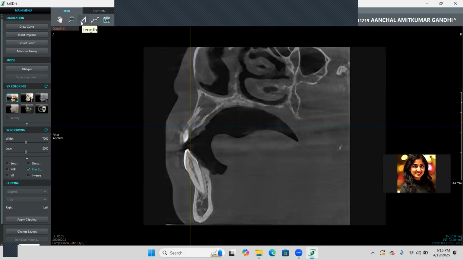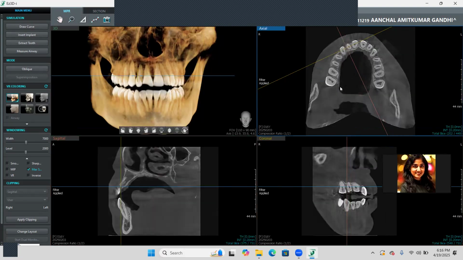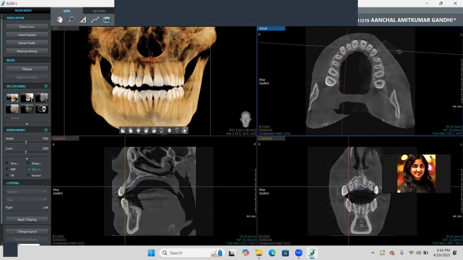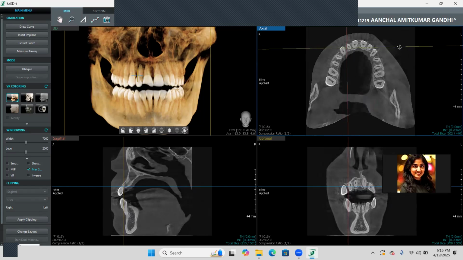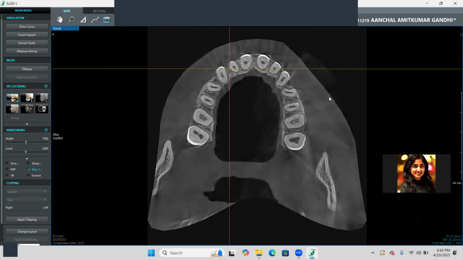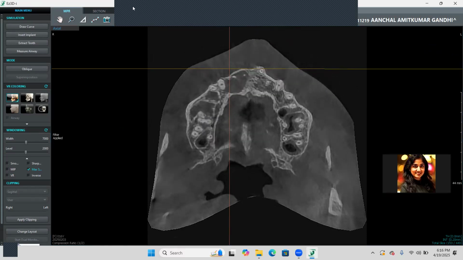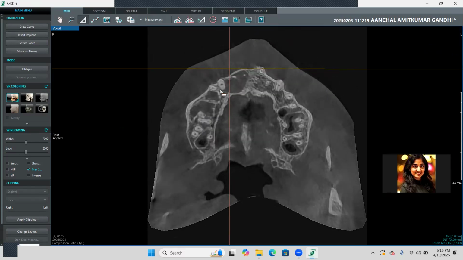For the width, we can go back to axial section. In this case, I don't want it to be that straight. I'm changing the transverse line angle. The highest width we can know from this section. As you can see, it's 16.1 mm.